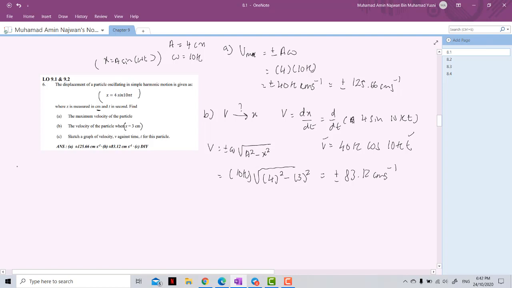Now, question C. Sketch a graph of velocity against time. So dia dah bagi displacement against time. So nak tak nak, you need to derive this equation to get our velocity sama dengan 40 pi cos 10 pi t. Okay, 40 pi cos 10 pi t. So now you can do the velocity against time punya graph. Macam mana kita nak buat?